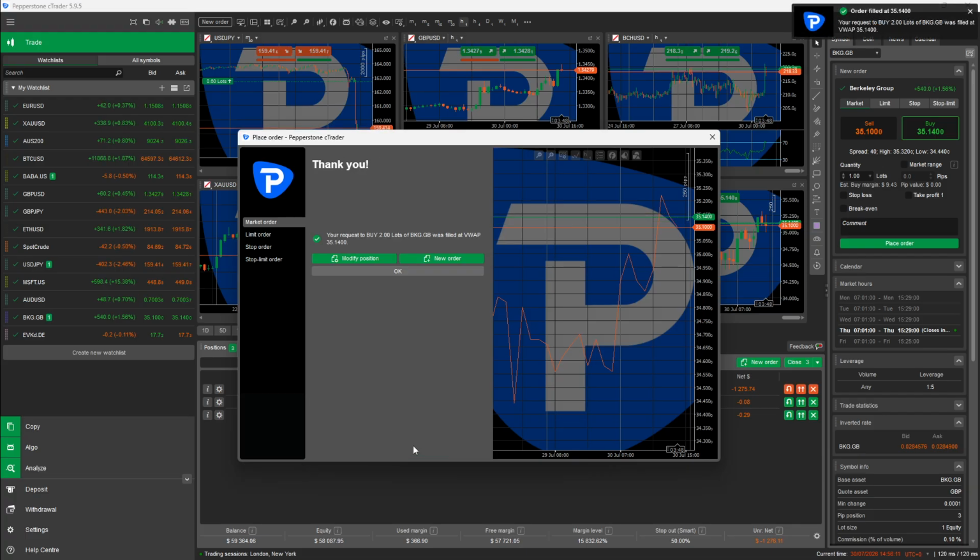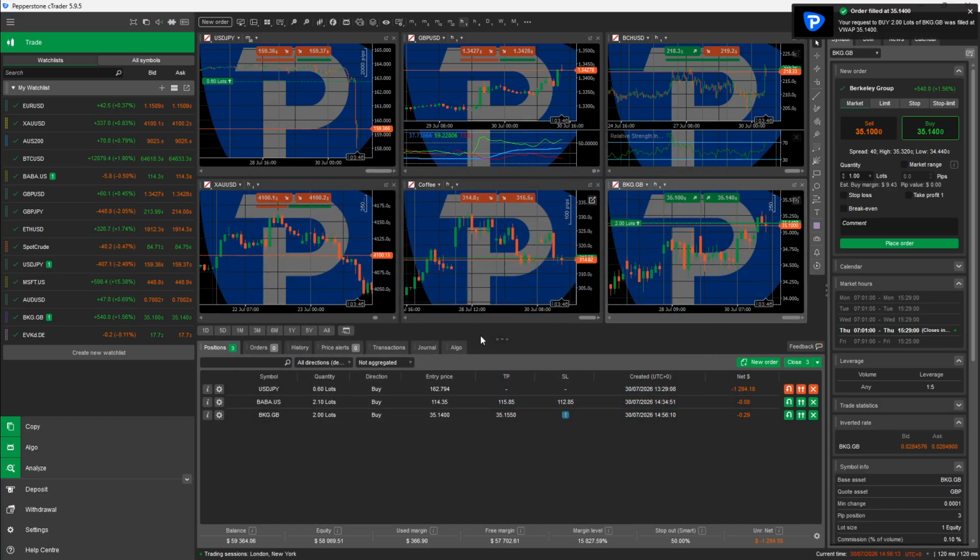When the order has been placed successfully, go to the Trade section and open the Positions tab. There, you can verify that your share trade appears in the list of active positions. This confirms that your trade is now live and being managed in your account. That is the full process for trading shares on Pepperstone using CTrader.